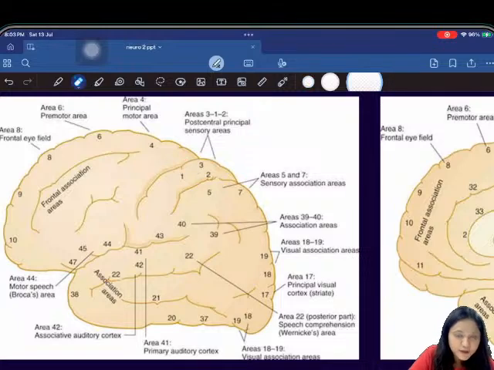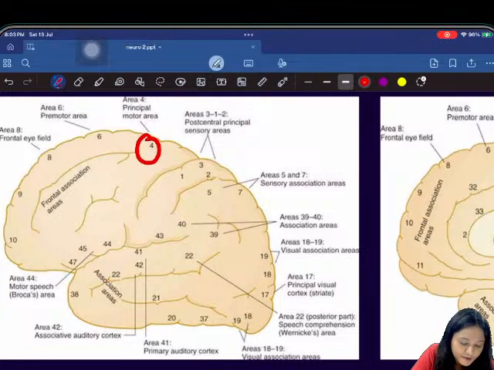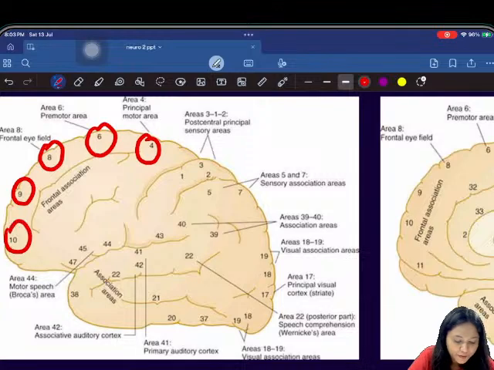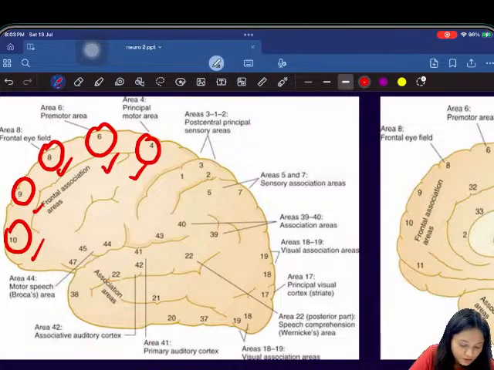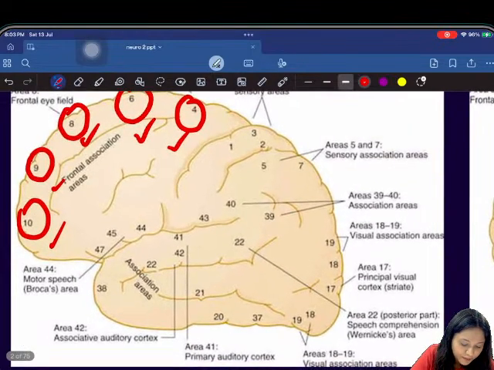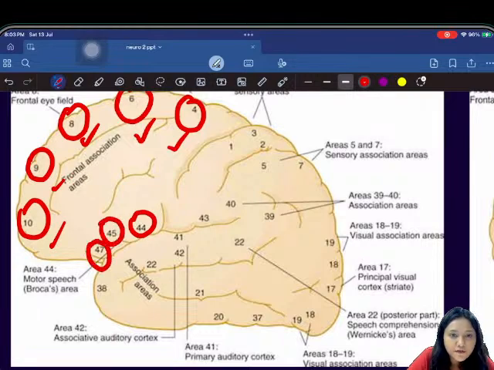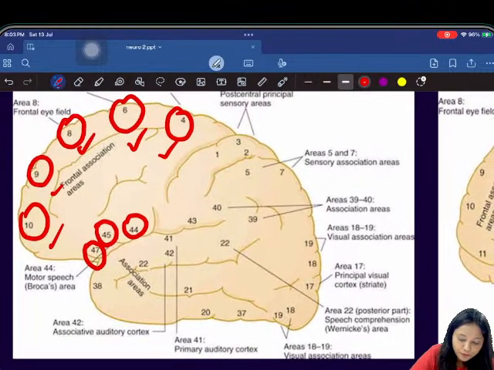As you can see here in the image, you can see area number 4, area number 6, area number 8, 9 and 10. These are the numberings. Those are in the frontal lobe. These are the functional areas in the frontal lobe. Also, you can see area number 44, area number 45 and area number 47. We are going to mostly study about these areas now.